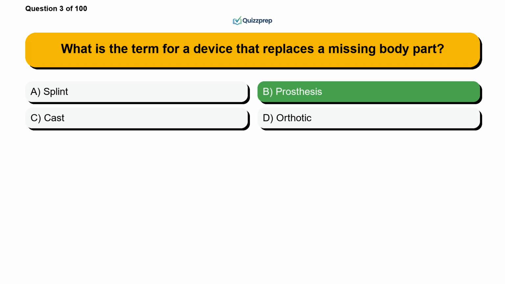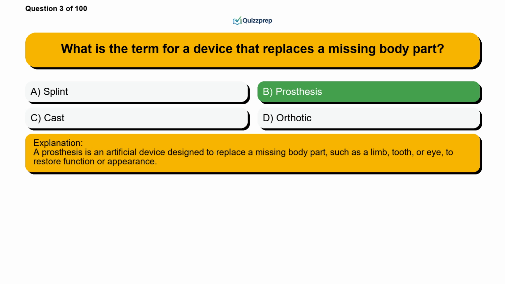Prosthesis. A prosthesis is an artificial device designed to replace a missing body part, such as a limb, tooth, or eye, to restore function or appearance.